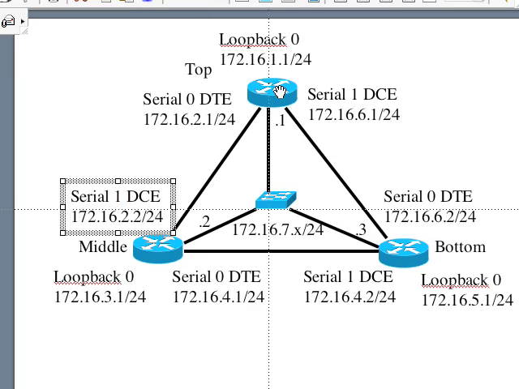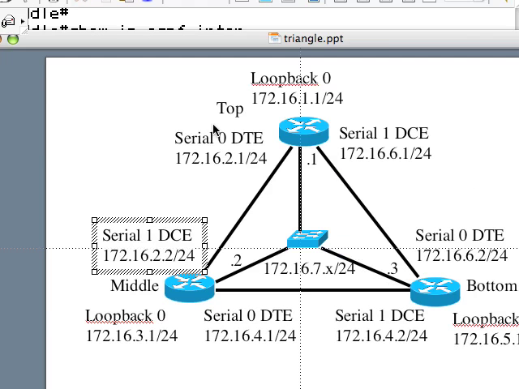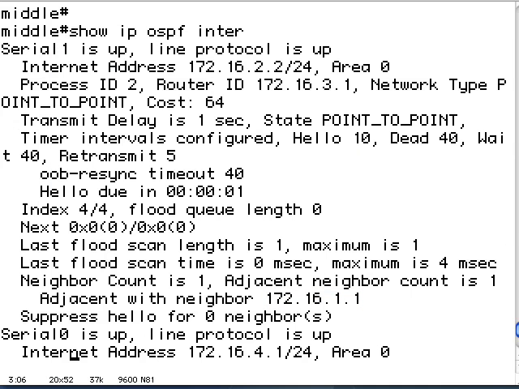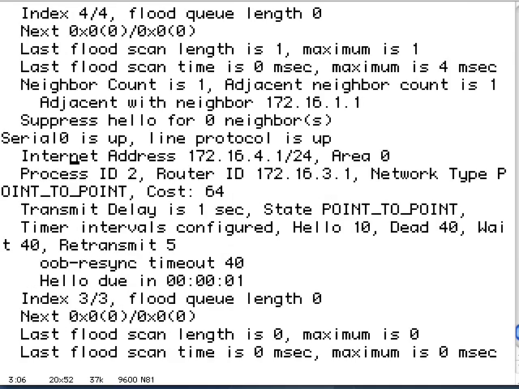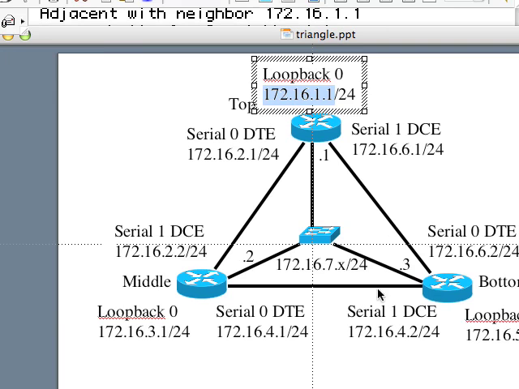Here's my serial 1, and here's my neighbor. Neighbor count is 1. Adjacent neighbor count is 1. I am adjacent with the neighbor whose name identification is 172.16.1.1. Note, the IP address of the neighbor out this interface is 172.16.2.1. But as far as I'm concerned, his name is 172.16.1.1. This is his identity. And I'm adjacent with that one. And then serial 0 is up. It's a type point-to-point. There are no neighbors on that one. That's because serial 0 goes over to the bottom router where I have not configured OSPF yet.